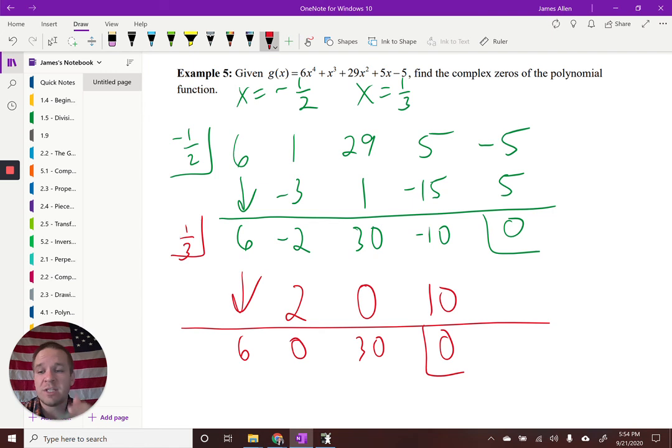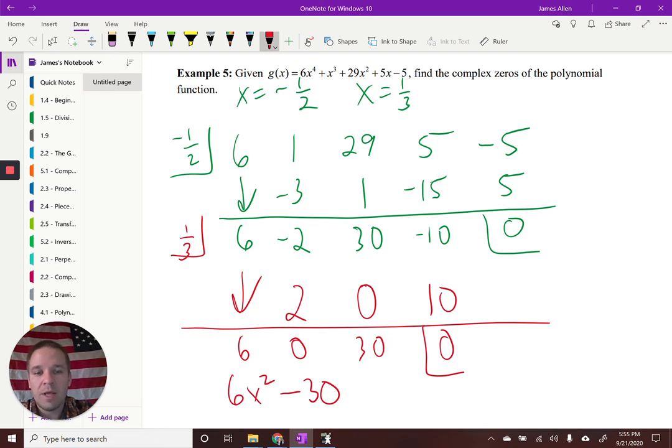If you don't, you've done something wrong, either in your synthetic division or you didn't calculate it correctly on the calculator. Hopefully you did that step correctly and didn't make a mistake, but that's another thing you could go back and check. So now what I have is a quadratic left over that we can deal with. So let's see here. We've got 6x squared plus 0x minus 30 that we have left over.